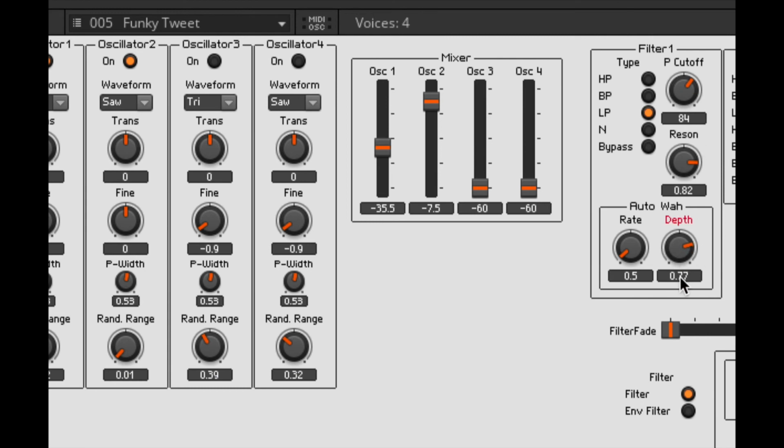If I reduce the depth, it gets closer and closer around that 84. If the depth is 0, no sweeping. I'm doing the low pass filter, but I can do this with a high pass too. I can move that cutoff frequency. And of course, if I bypass, nothing's happening here. There's the notch, it's a little more subtle.